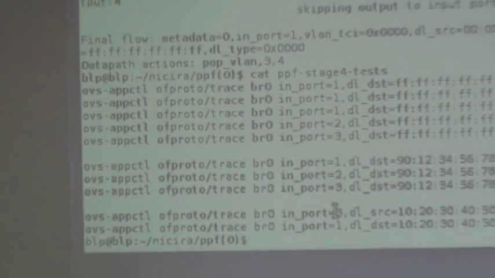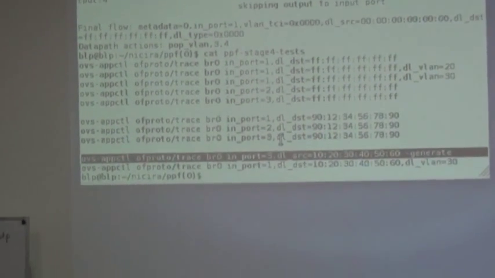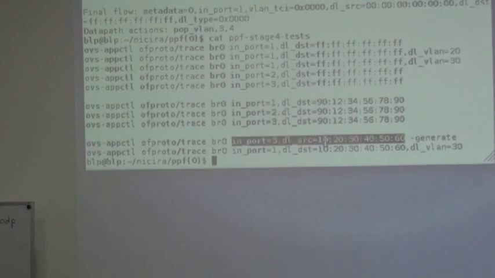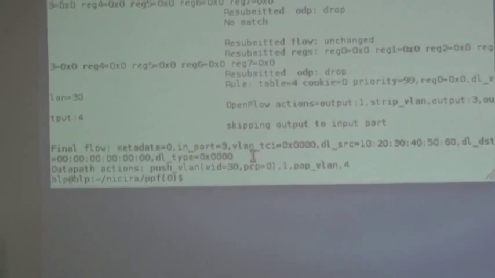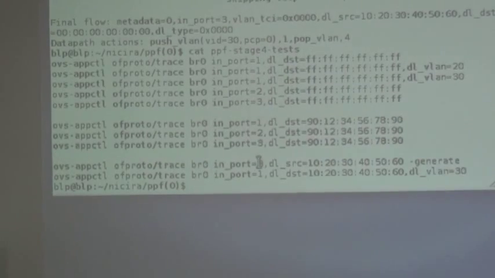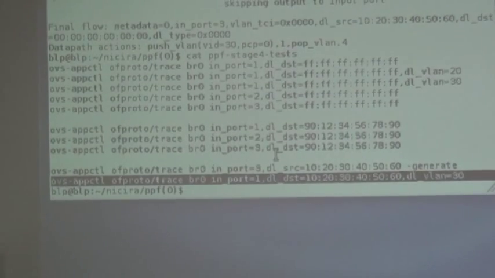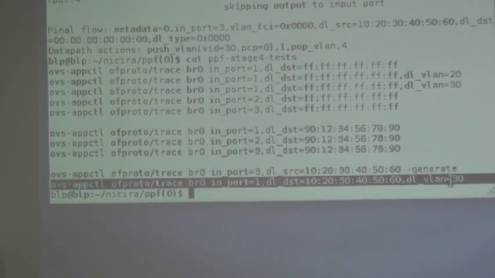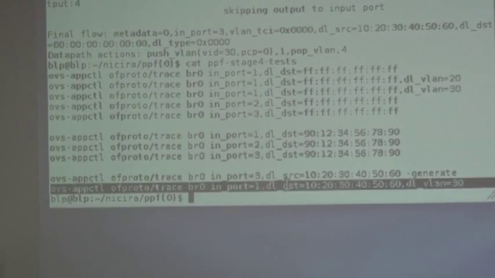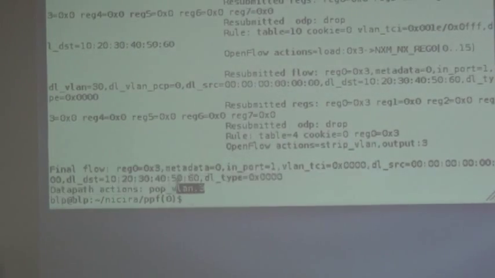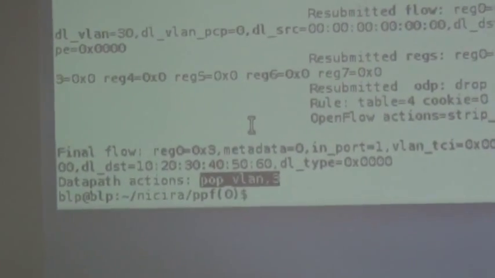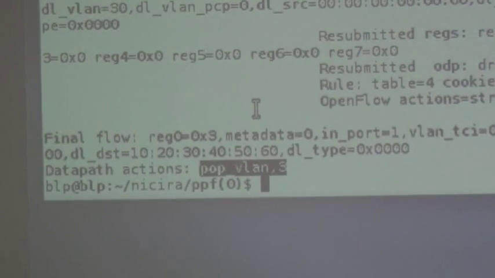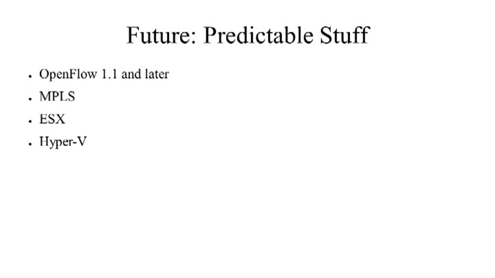Let's try one where we actually do some learning. So here, first, let's learn this particular MAC address on access port P3. And you could read through that if you wanted. And then let's send a packet in on our trunk port tagged for that VLAN with that as the destination. And as you can see, it sends it just to port P3 with that VLAN tag stripped off. So that's my demo.